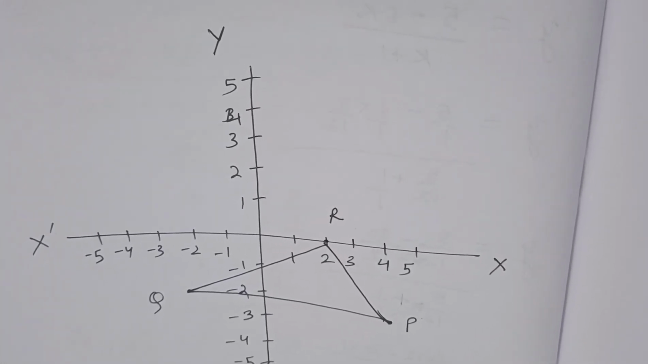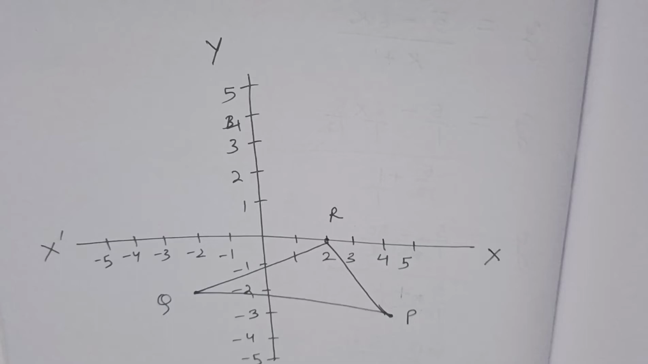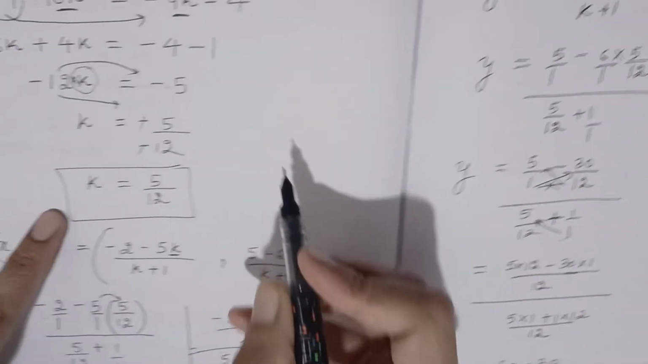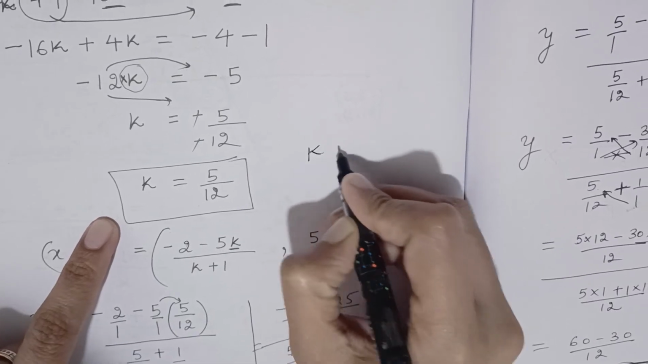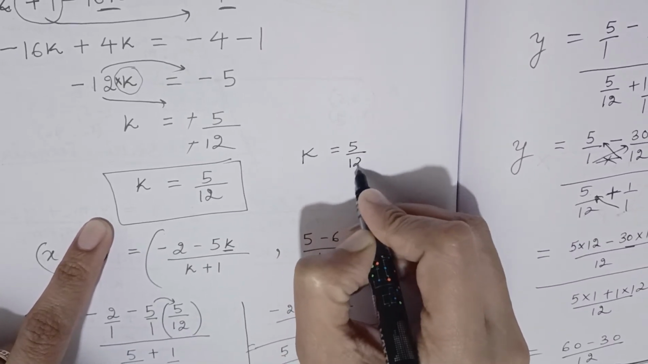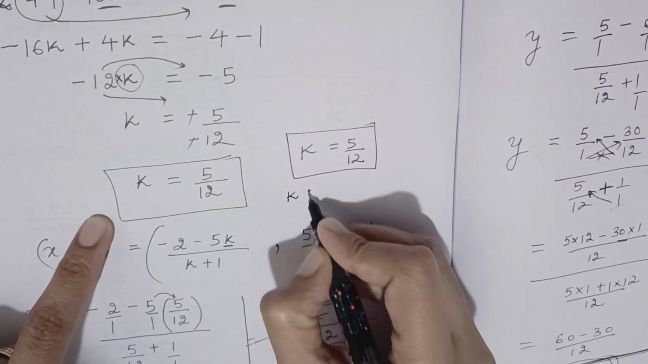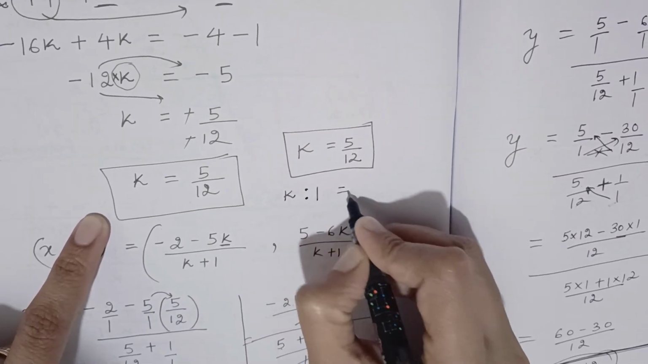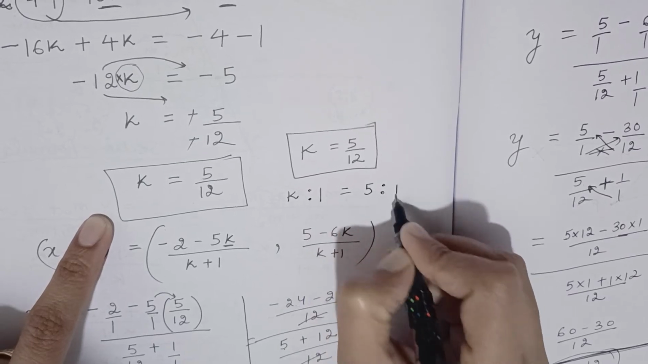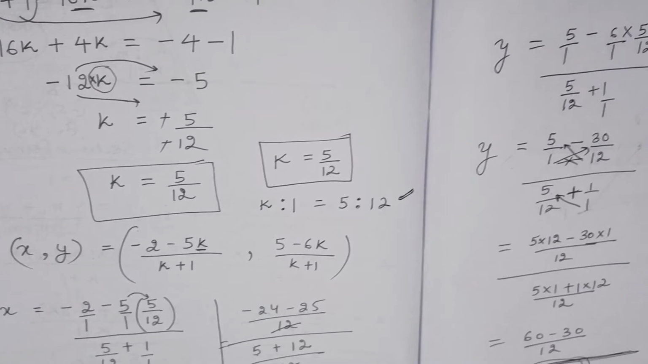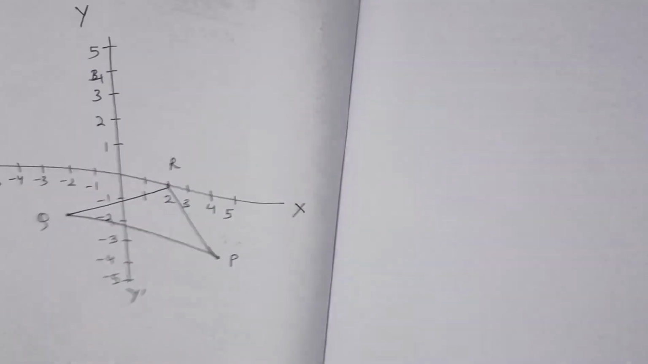Let's do the next question. But before that, in the previous question, I forgot to tell you where we found k's value as 5 by 2. So this value of k means the ratio which we assumed as k is to 1. This ratio is equal to 5 is to 12, and I have also pinned this comment under that video. Now let's do the next question.